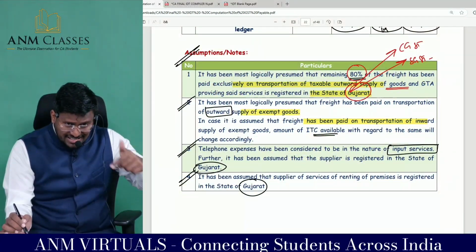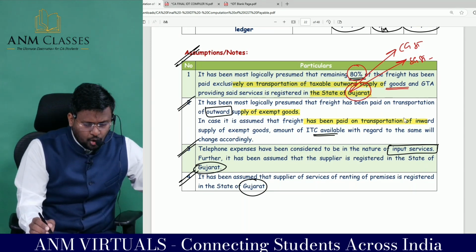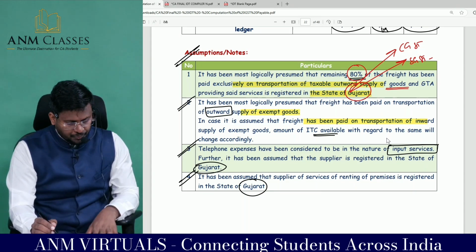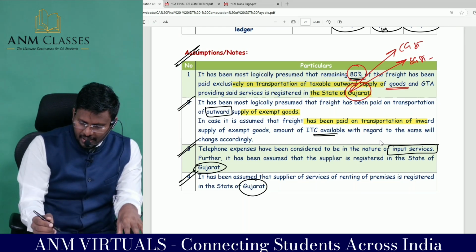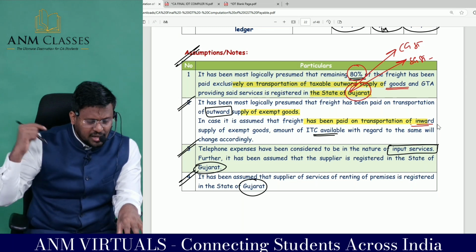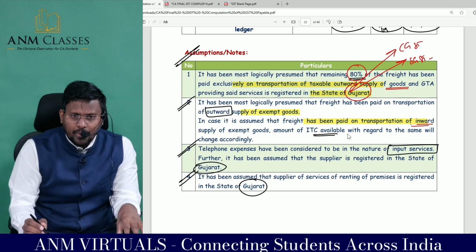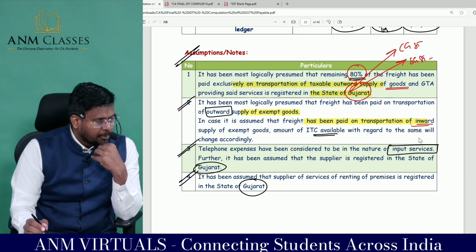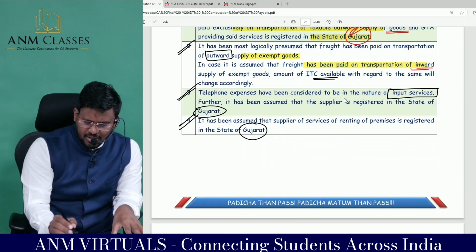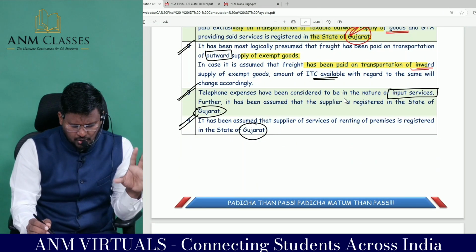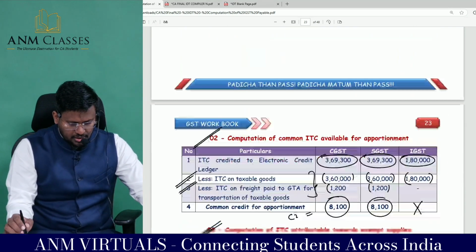Now the next assumption is it has been most logically presumed that freight has been paid on transportation of what supply? Of the what goods? Exempt goods. In case it is assumed that freight has been paid on transportation of inward supply of exempt goods, then the amount of ITC available with regard to the same will change accordingly. Because at 80% again you have to apportion. Right? Telephone expenses have been considered to be in the nature of input services. Further, it has been assumed that the supplier is registered in the state of Gujarat. It is assumed that the supplier of service of renting of premises is registered in the state of Gujarat.